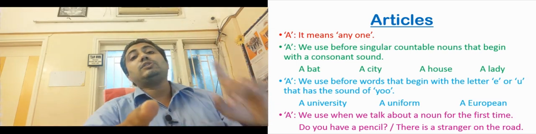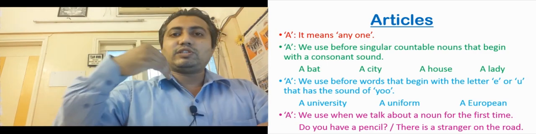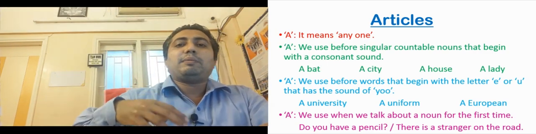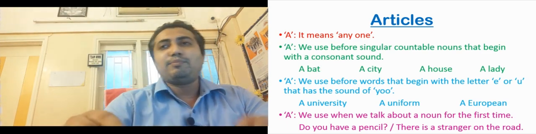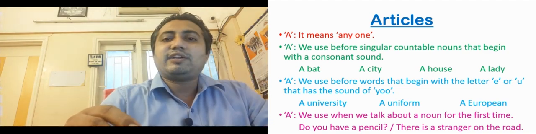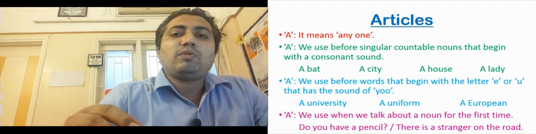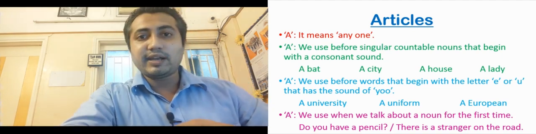Then a is used for nouns which are spoken of for the first time. Right now we are in a conversation. When we start talking about something, the first time when we are telling about that, we will use a, and then in later mentions we will use the. So, the first time when we are telling about something, we use the article a. These are some things we need to understand about a.